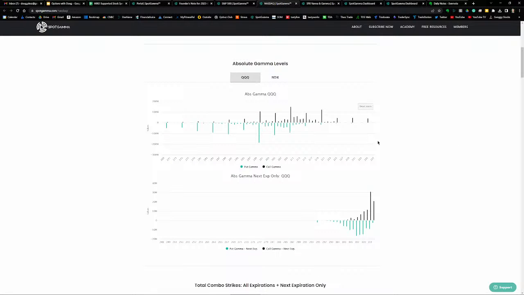For the NASDAQ, we look at QQQ. NDX is not significant. So for QQQ, all the levels remain the same from yesterday. 300 is the key gamma strike, and 285 is the put wall, and then 320 is the call wall. All right, so that's the gamma levels.